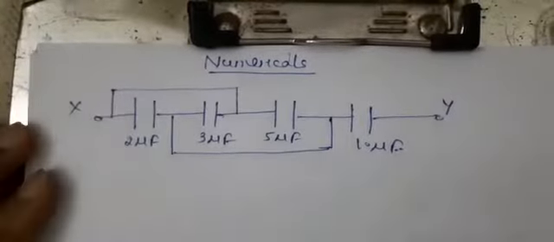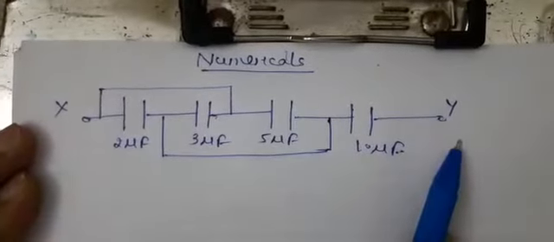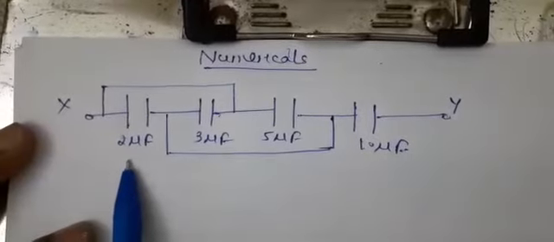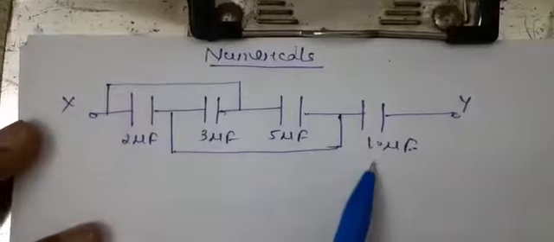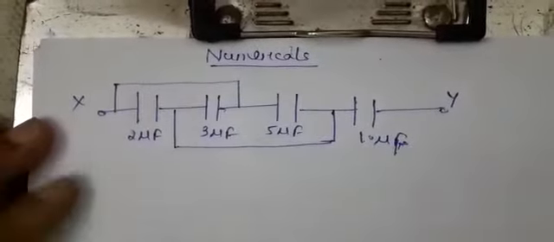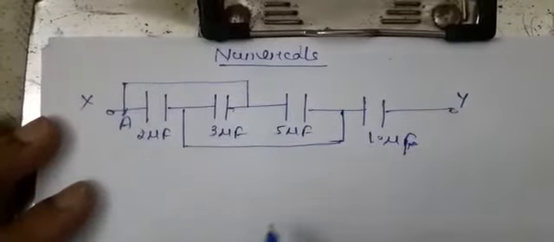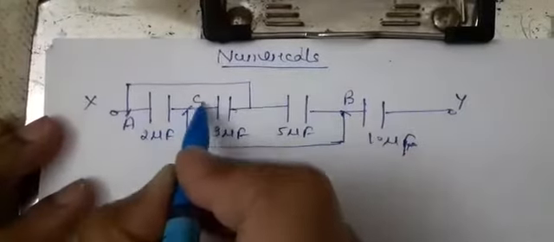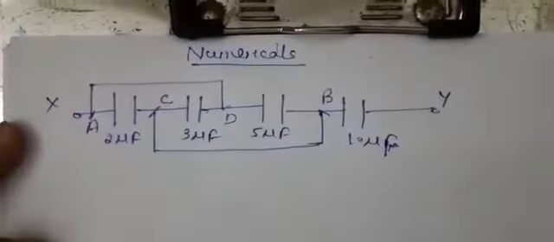So here, this figure has been given that in between X and Y, you have to find the equivalent capacitance where capacitances 2 microfarad, 3 microfarad, 5 microfarad and 10 microfarad are connected as shown in the figure. So let me take this point as A and this point as B, this to be C and this to be D for our convenience.